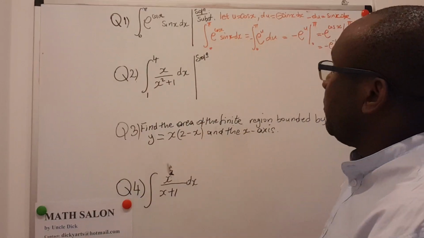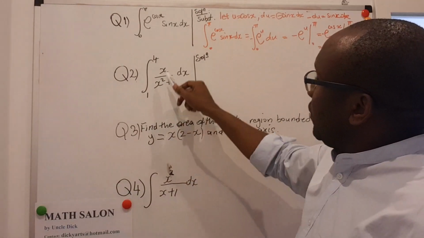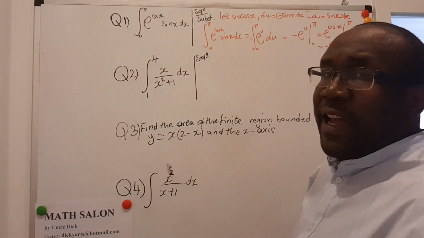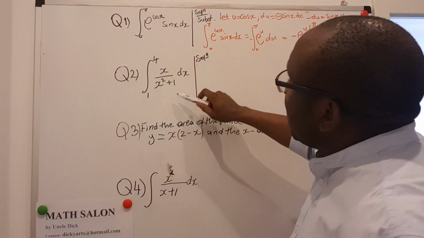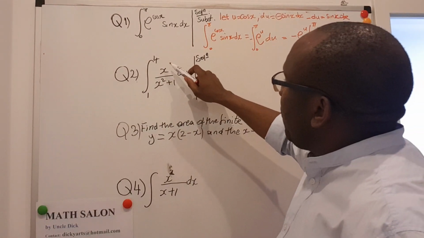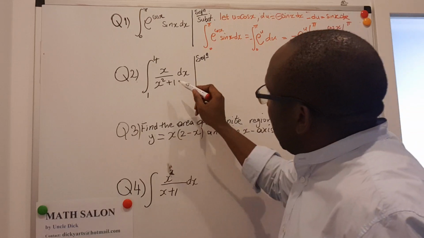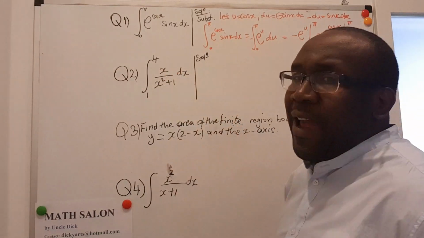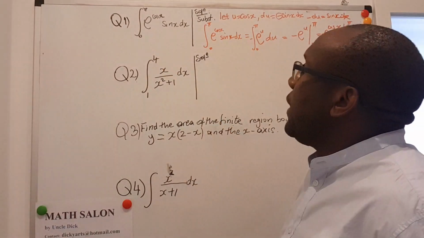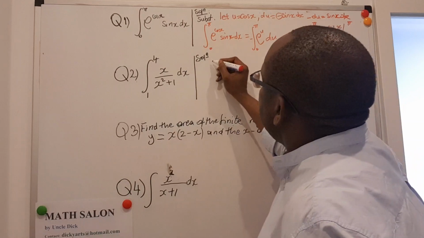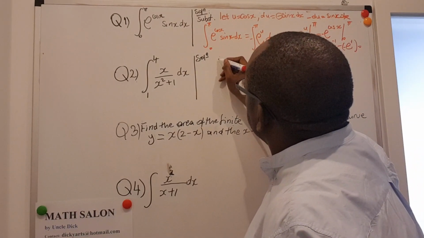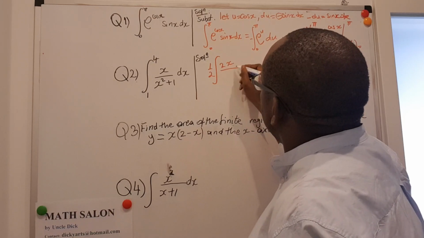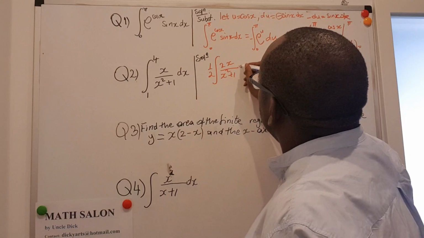We move to the second one. We have an integral from 1 to 4 of this quotient here, x divided by x squared plus 1 dx. Once again, I try to see if there's a relationship between these two functions, that in the numerator and that in the denominator. If I differentiate the denominator, I get 2x, which means it's very close to x. The difference is that I don't have 2 here. So I can force a 2 there. So it means I can say 1 over 2, times 2x divided by x squared plus 1 dx.